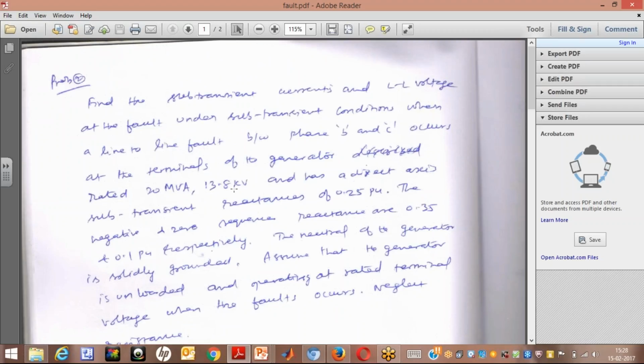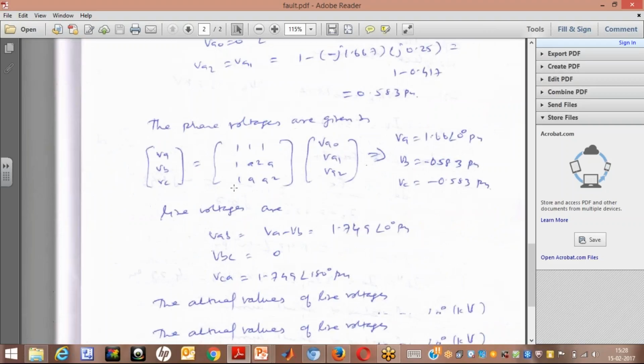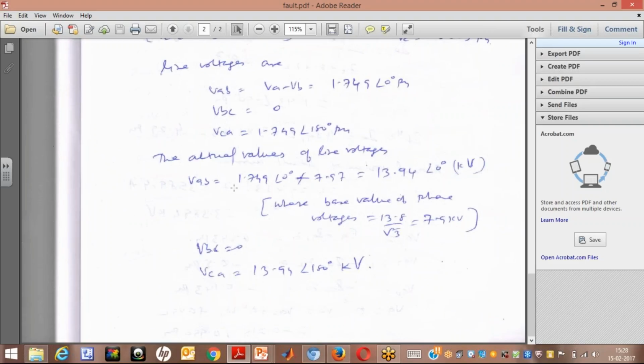But to calculate the actual value of phase voltages from per unit voltages, directly you should not multiply this 13.8 kilovolt. Instead of that, you should convert this base line to line voltage to phase voltage. How will you convert? Very simple. Same 13.8 kilovolt divided by root 3. If you divide it by root 3, you will get 7.9 kilovolt, which is nothing but your base voltage for phase to ground voltage. That is phase voltage. Can you understand? 13.8 kilovolt is the line to line voltage base value. 7.9 kilovolt is the phase to ground base value.